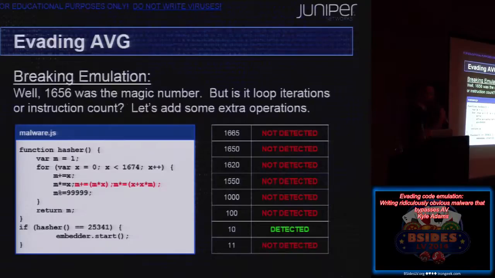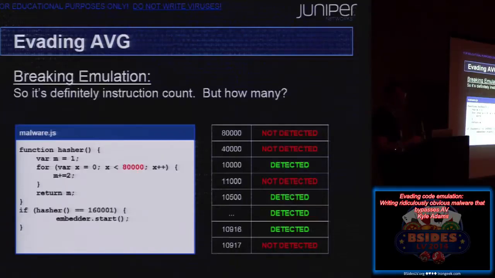But I don't know now if it's loop iterations or if it's instructions. So the next thing I'm going to try is adding a couple instructions inside my loop and see how far down I have to drop that loop iteration count before AVG starts detecting me again. And it's clear I got all the way down to 10 iterations from 93. So clearly instruction count is the issue here, not the number of loop iterations. So now we have to figure out how we're going to use this to actually bypass AVG.